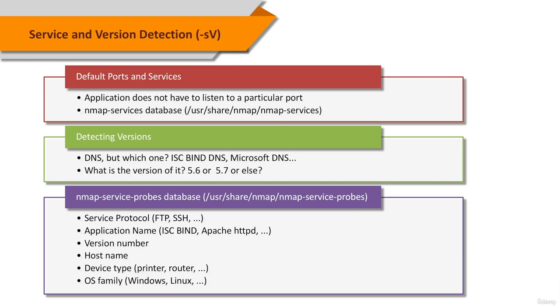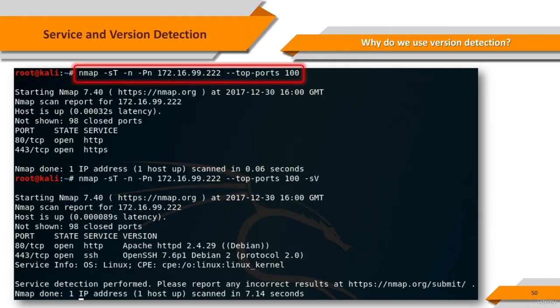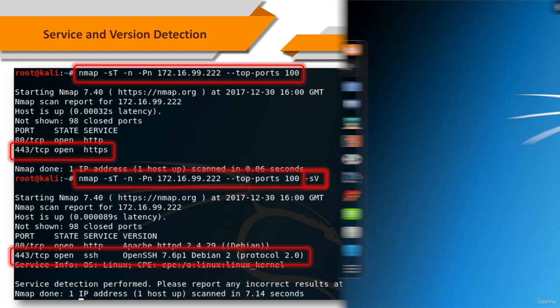Nmap tries to determine the service protocol, for example, FTP, SSH, Telnet, HTTP. The application name could be ISC BIND, Apache HTTPD, Solaris Telnet-D. The version number, host name, device type, something like a printer or a router, and the OS family. You know what that is, Windows, Linux, etc. So let's see how to use service and version detection in Nmap and why it's important.